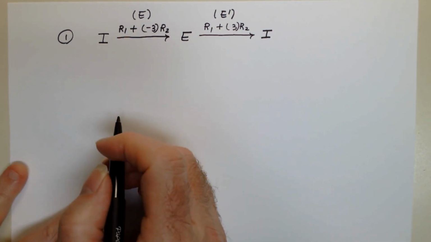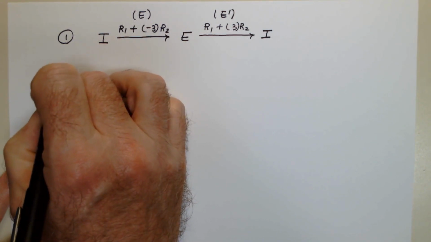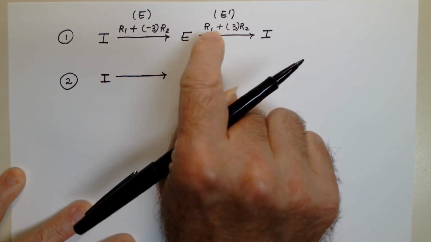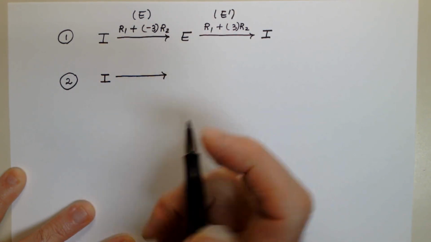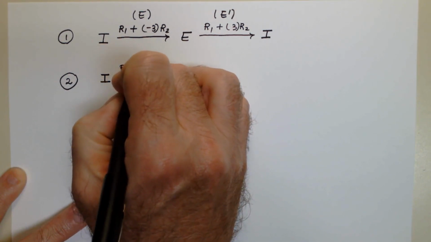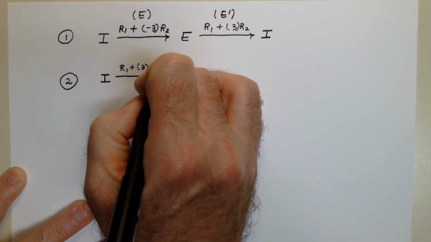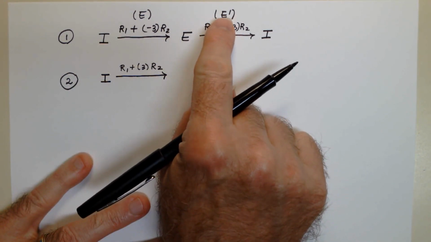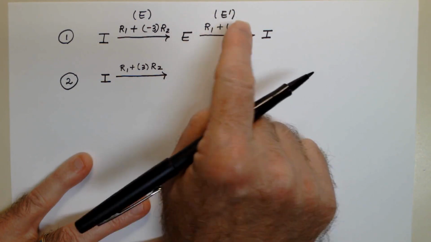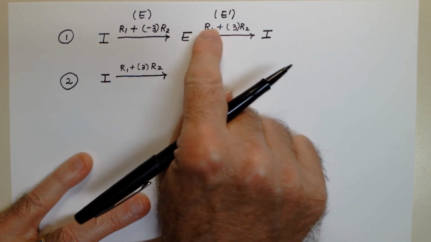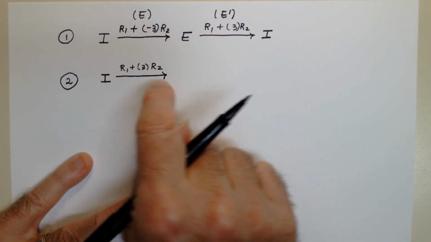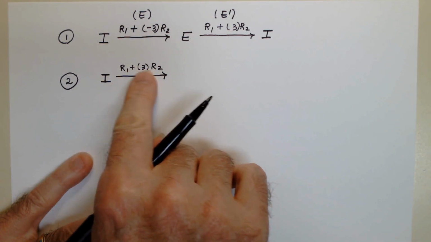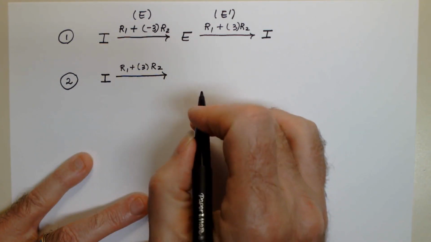All right, let's produce another chain now. I want to start with the identity matrix, and I want to do this row operation first. Now, where's that going to take me? Well, let's look at the meaning of E prime. E prime is the elementary matrix that I get by performing this row operation on the identity matrix. But that's exactly what I'm doing here. So of necessity, this row operation is going to take I to E prime.